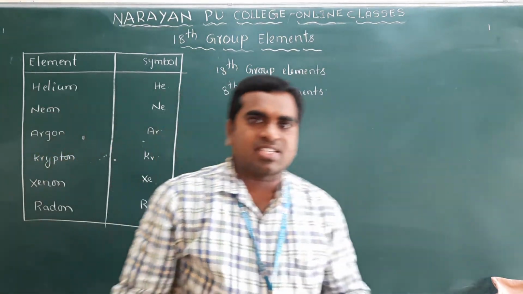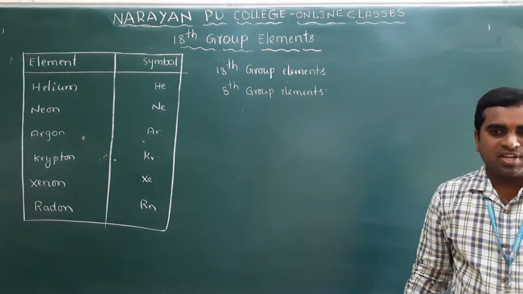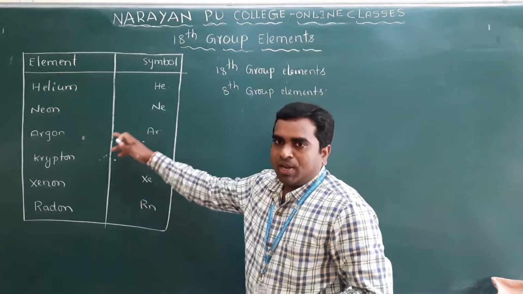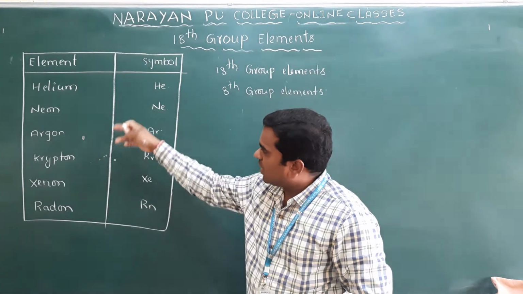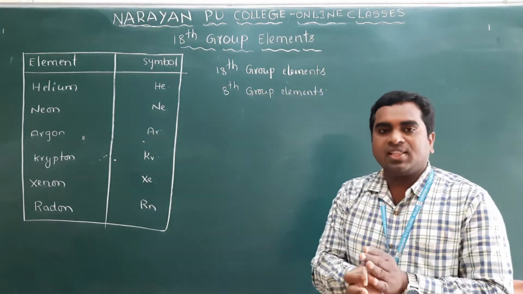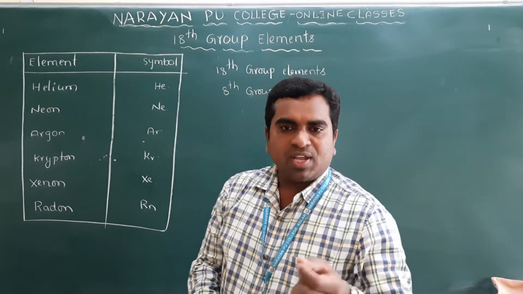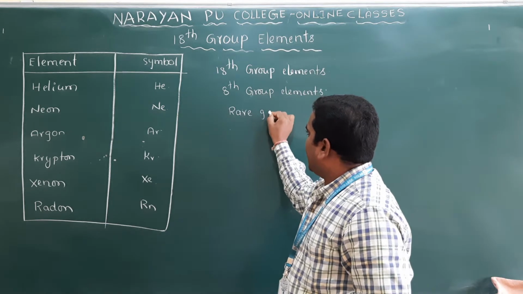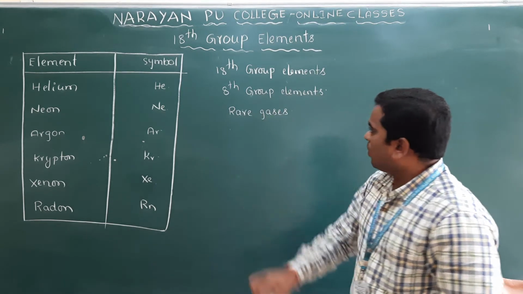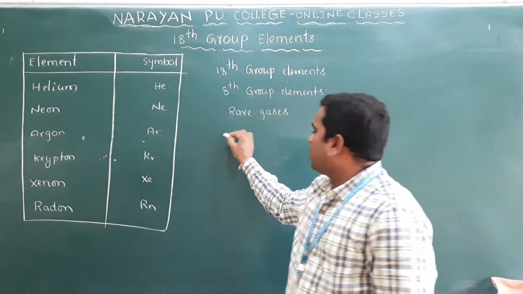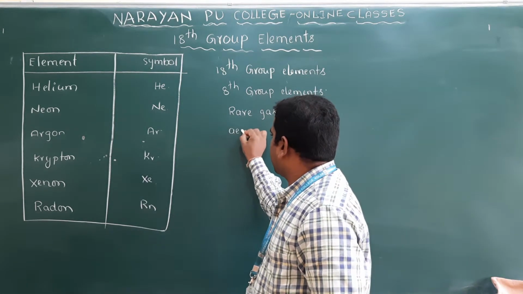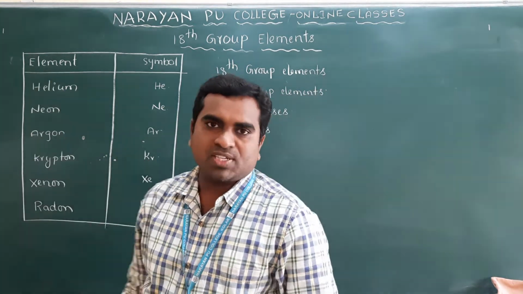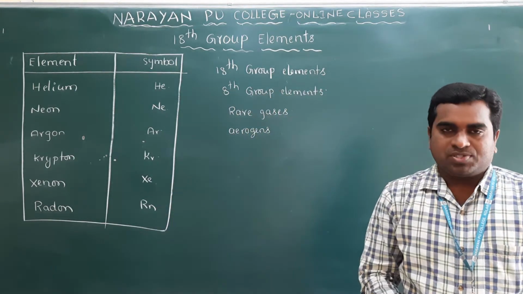Except radon, they are all present in small quantities in the atmosphere. Clear? Except radon, all the remaining noble gases, or 18th group elements, are gases present in the atmosphere in small quantities. That's why these gases can also be called rare gases. Clear? They are also known as aerosols, because they are present in air.